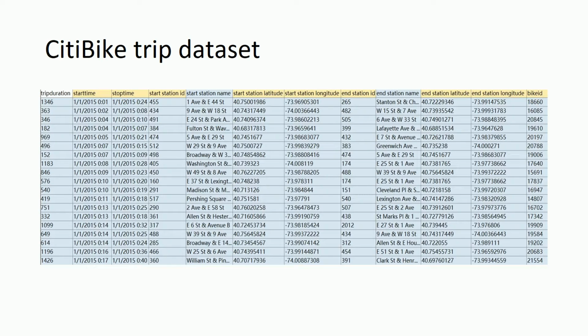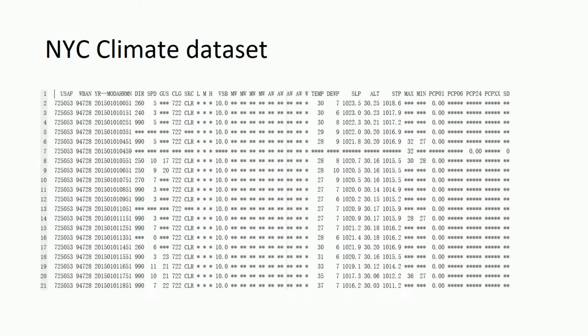This is the CitiBike trip dataset. It contains information about trips like trip duration, start time, stop time, and bike ID. It also contains information about the start station and end station, like their station ID, station name, station latitude, and station longitude. This is the climate dataset. We only use TEMP, which means temperature, SPD, which means wind speed, and PCPO1, which means rainfall index. We only use these three indexes in this dataset.